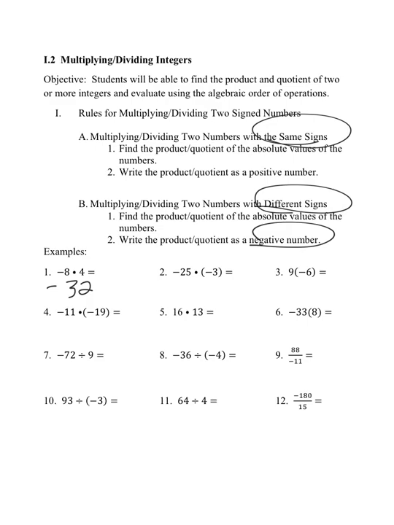So -25 times -3. So take their absolute value. 25 times 3 is 75. You have a negative times a negative. So same sign. Answer is always going to be positive. So it's going to be a positive 75.